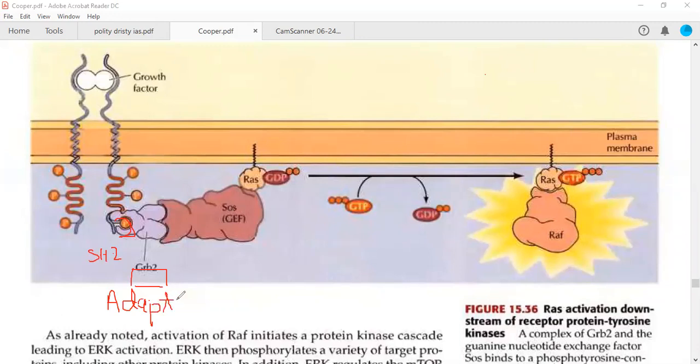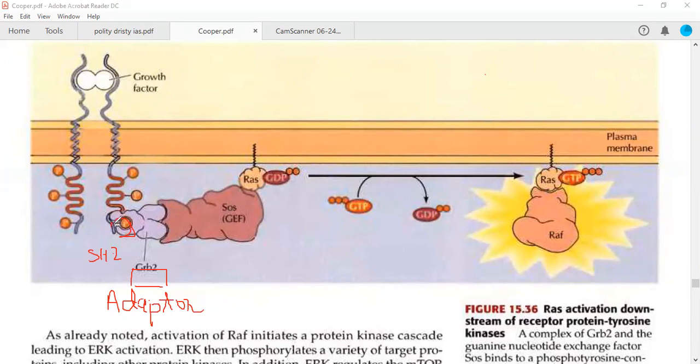So these adapter proteins have a function which connects two proteins together. Therefore they are called adapter proteins. Now how are they able to work so efficiently? Because they interact very specifically with both the proteins, because they have SH2 domains. Therefore, they are able to interact with these receptor tyrosine kinases over their phosphotyrosine residues.